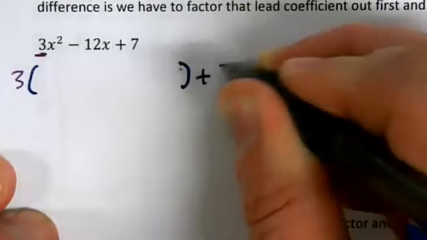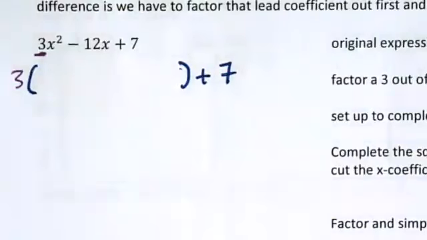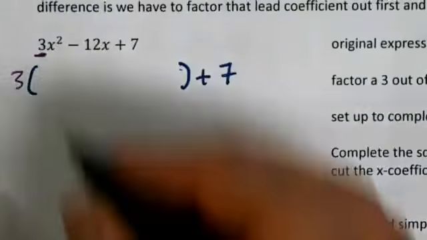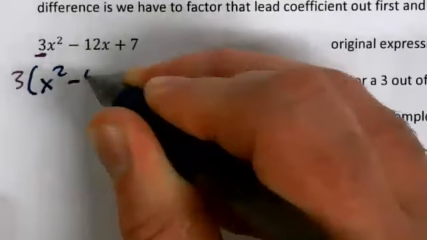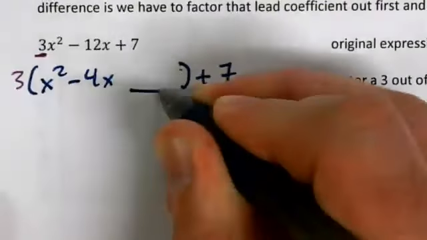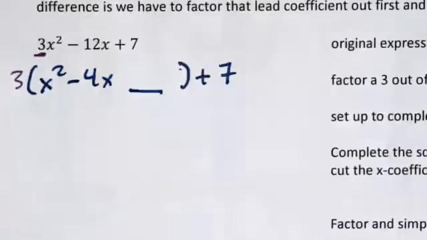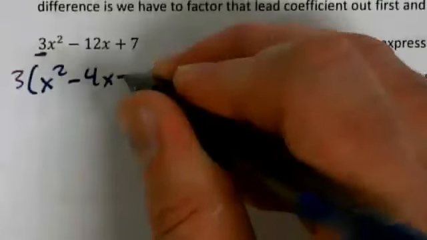In fact, I'm going to go ahead and leave my plus 7 out here. And if I factor that 3 out, this would become an x squared minus 4x. I'm going to leave a little blank here. I guess I know it's going to be a plus.